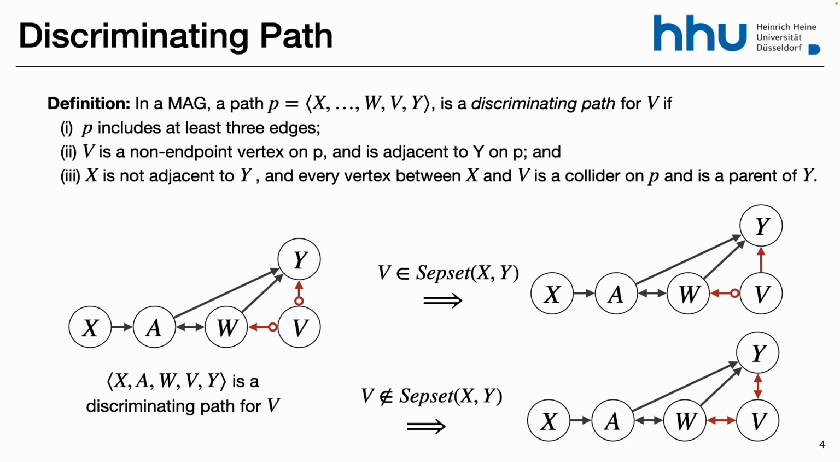Here can be anything. So that's why there is a circle. It could be an arrowhead or could be a tail. But I'm sure that this is not a collider, right? So if you put the arrowhead here, it's still a non-collider. If it's a tail, it's still a non-collider. But definitely non-collider.